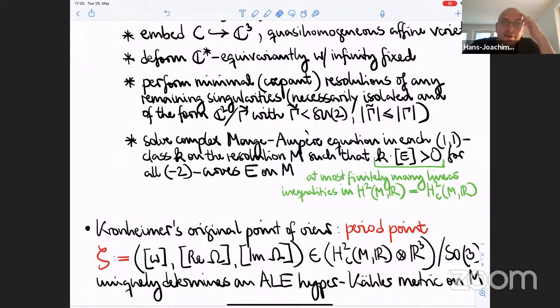So the period point zeta would be a triple of cohomology classes: the cohomology class of the Kähler form and of the real and imaginary parts of the holomorphic volume form, or holomorphic symplectic form. In H2 of the underlying manifold, H2 is identified with H2C naturally, so the natural map is an isomorphism in this case. So this is the space where the period point lives, and of course I can mod out by the action of SO3 by hyperkähler rotations. So then I get this cohomological period vector, and one way of phrasing Kronheimer's theorem would be to say that this vector uniquely determines an ALE hyperkähler metric on this underlying smooth 4-manifold.